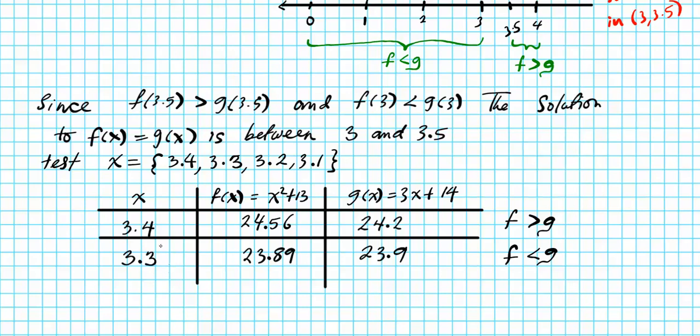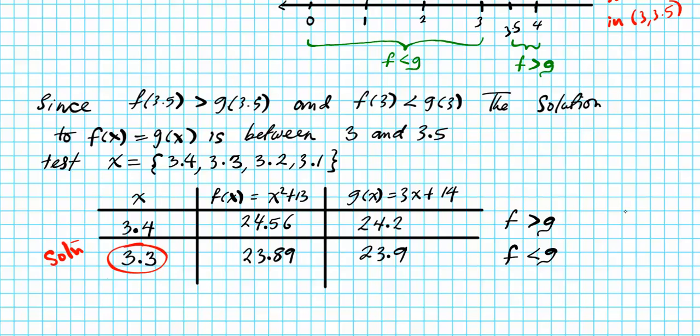Okay? But we are asked to go to the first decimal place. So we have to pick one of these two. Which of these two is a better answer, 3.3 or 3.4? Which of them has a situation where both functions are closer to each other? If we round 23.89 to the first decimal place, guess what? It's going to be exactly equal to that. Okay? So this is our solution that we're going to pick.